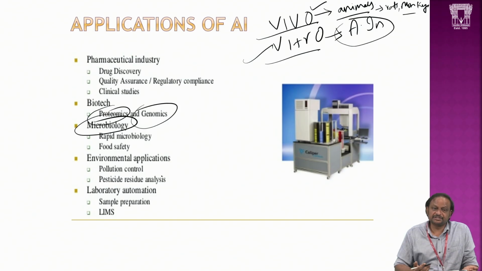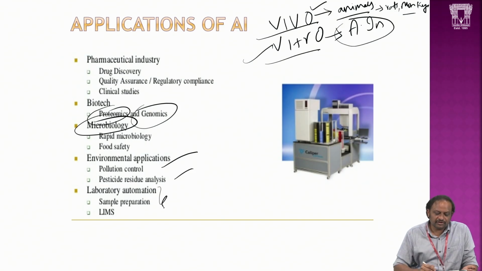And environmental applications: if you see pollution control, there are several gases around us, like carbon monoxide, hydrocarbons, sulfur dioxide. All these are potent gases, greenhouse gases, hydrocarbons and carbon monoxide and all. They will measure these in pollution control also. Similarly, pesticide residue analysis: they test the pesticides also before they release them into the market.